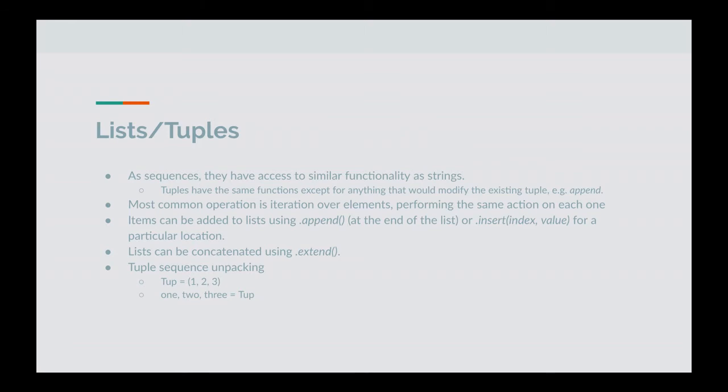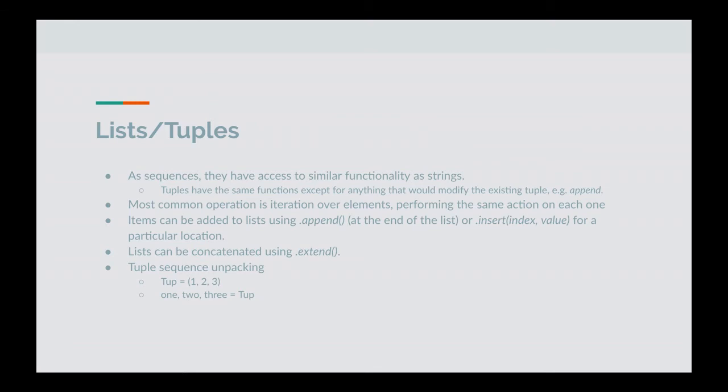The most common operation to perform over a list of objects is some iteration over that sequence and performing the same action on each one. That may be printing out each value, it may be adding a list of numbers to other numbers, whatever the case may be.